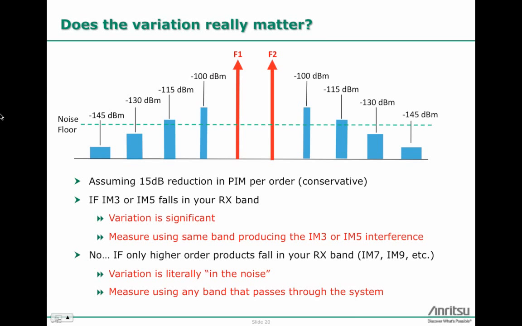But if you take that assumption and say, I'm going to try to drive IM3 down to a typical minus 100 dBm type of a level, and make the assumption that IM5 will be at minus 115, IM7 is minus 130, and IM9 is at minus 145, and then ask the question, well, if the PIM is varying plus or minus 5 dB, do I care? I think what you'll see is that for IM3 and IM5, if those are the intermodulation products falling in your receive band, then that's probably a significant variation.